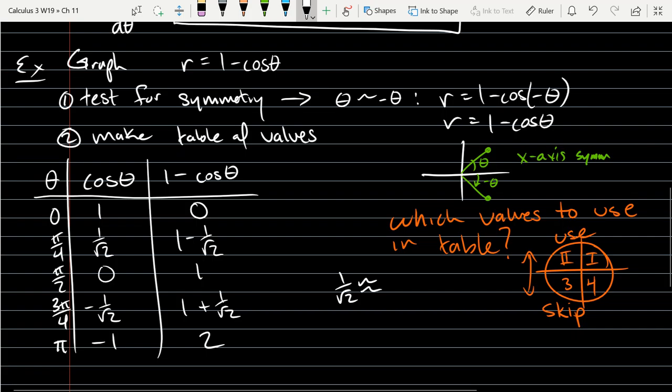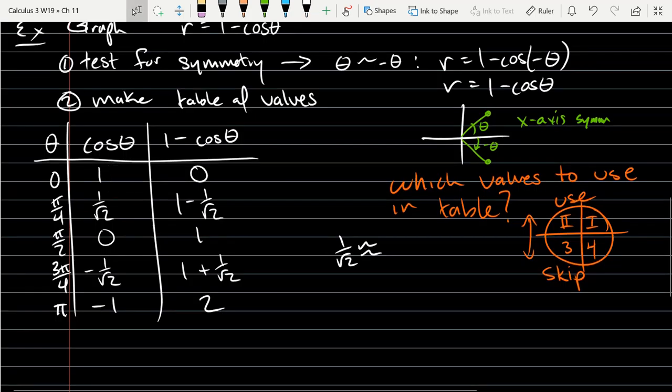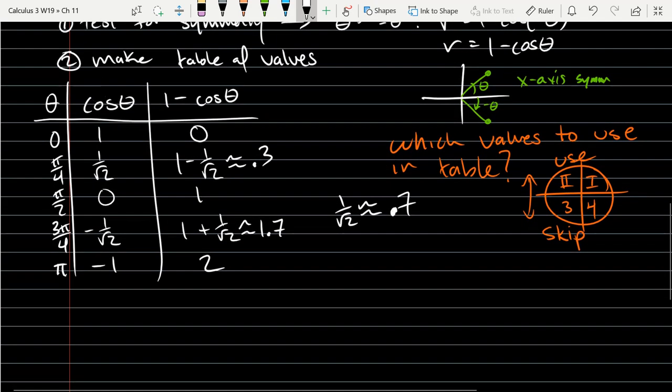What is an approximation for 1 over square root 2? Is that 0.7? I don't think so. Let's get a good approximation for 1 over square root 2. We could just use a linear approximation, but then you would probably go with 1 for that. It's 0.707. Okay, we'll just go with 0.7 then. All right, so 1 minus 0.7 is close to 0.3, and 1 plus 0.7 is close to 1.7. So we use those approximate decimal values when we graph.